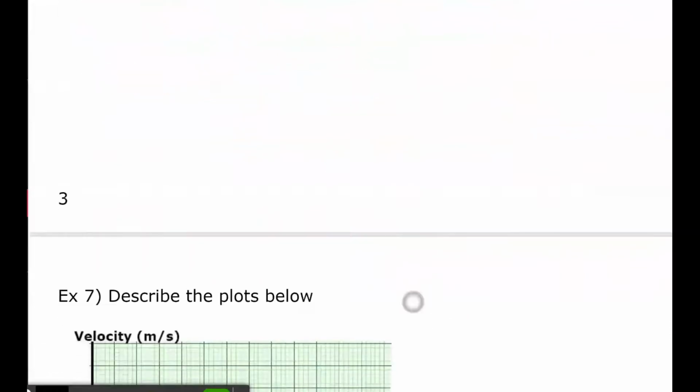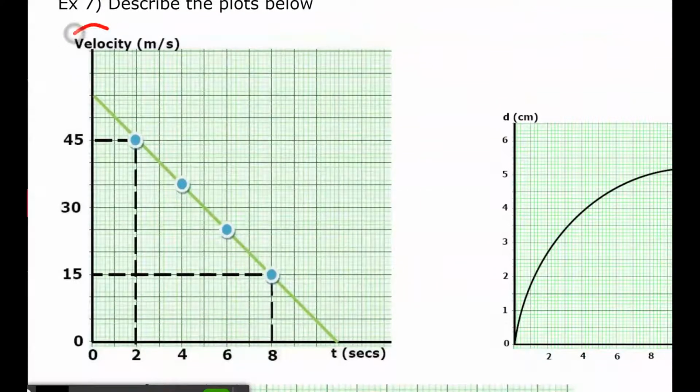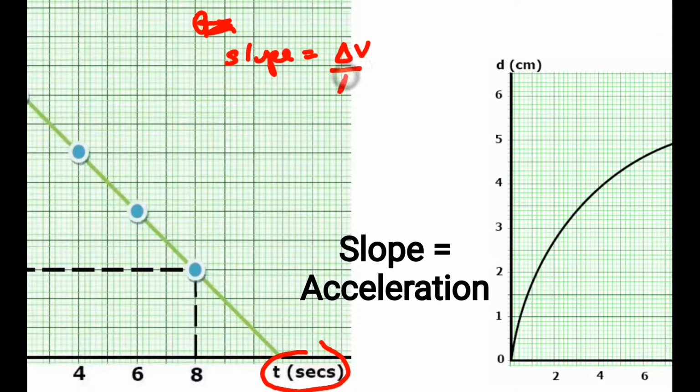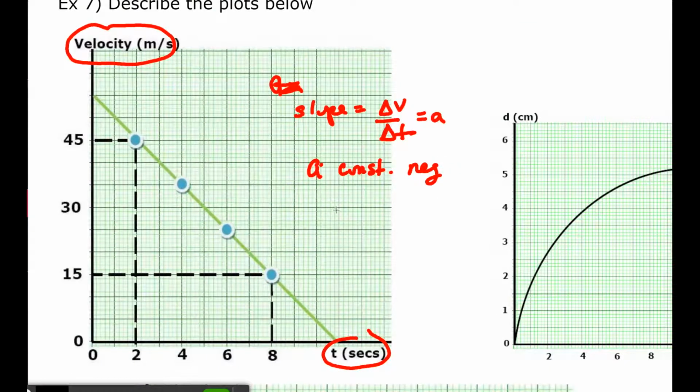Okay, and I think, let's see, one more page. This one again, let's do what I said I wanted you to do. Let's circle this. Now we have velocity and time. Without looking at the numbers, what do we have here? We remember that slope equals delta v over delta t, which is a. So look, it's a straight line. So a is constant, a constant negative slope.